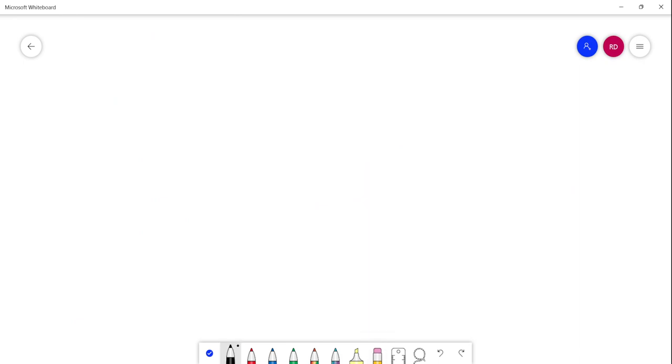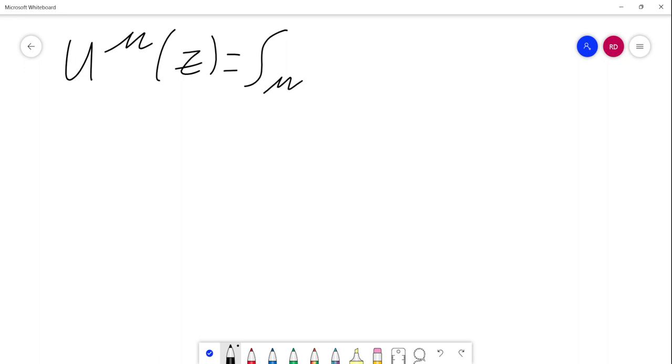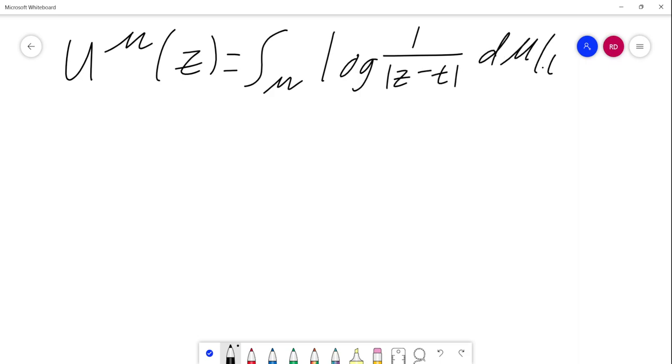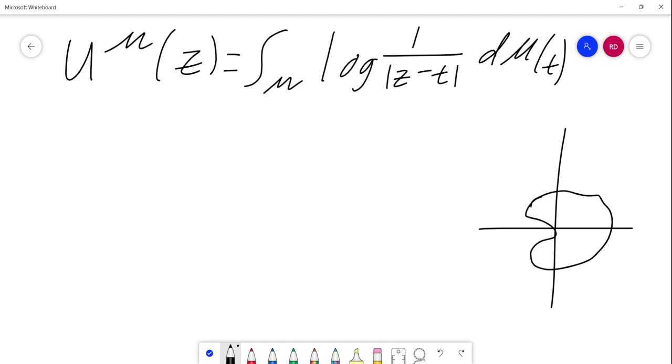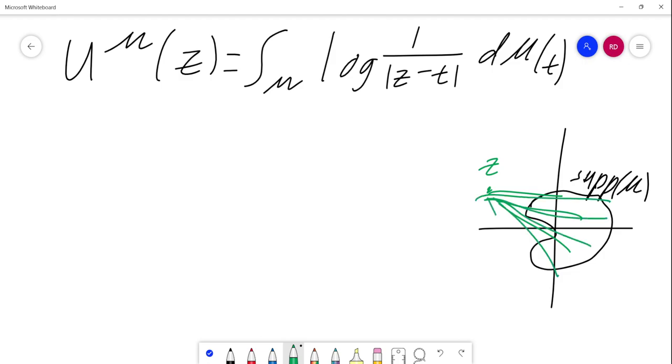But here is the biggest thing I want to prove. Let's go back to our potential function, u sub mu of z. We define it as the integral across all of mu of the log of 1 over the absolute value of z minus t, d mu of t. So that is to say, we've got some blob here, which is the support of mu, which is sometimes connected to the E we talked about in previous ones, but maybe not. This is all the places where it's non-zero. And we're saying if we pick some point z, and then we integrate across all the different t, this is a function of z. The integral is part of the process, but it is not an integral of itself.